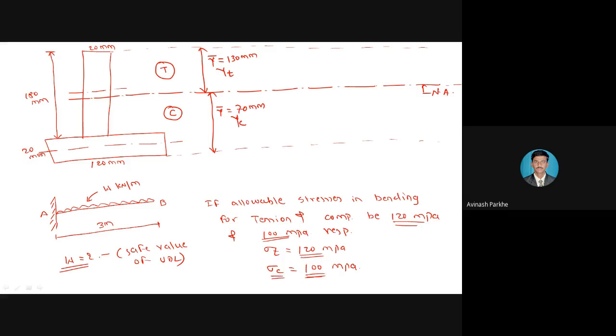This is allowable stress. This 120 and 100, these stresses are not developed in that particular T section. These are not developed. These values are represented just for our understanding purpose. That is, that T section can sustain the tensile stress up to 120, and the same T section can sustain the compressive stress up to 100 megapascal. But these are the values not representing the tensile stresses and compressive stresses developed in that particular T section.